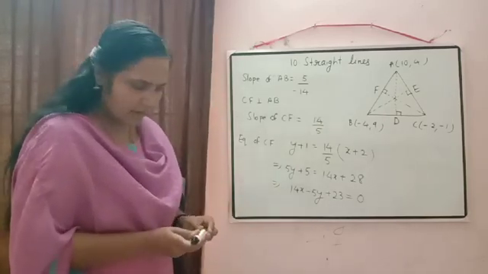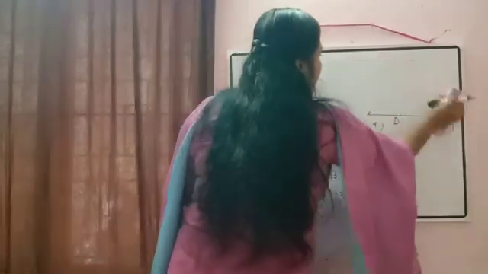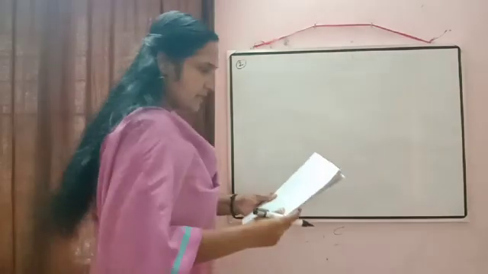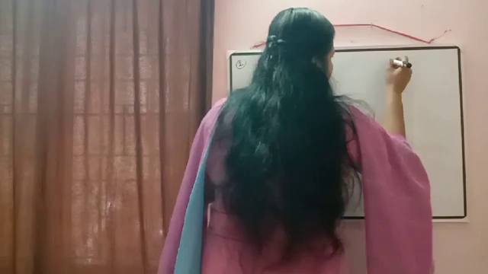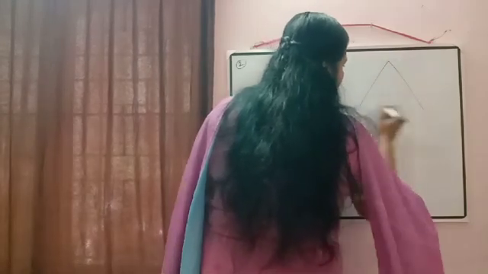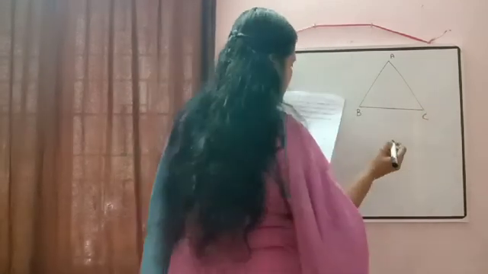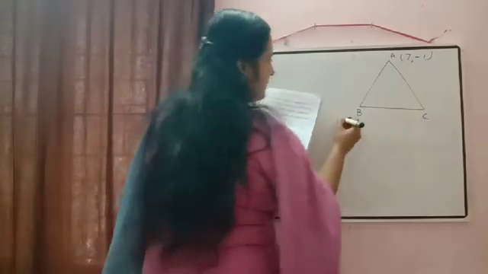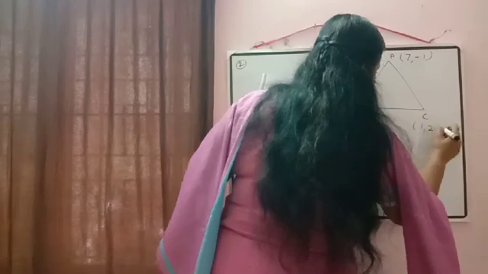Okay. Now the next question, question number 2, is find the equations of medians of a triangle whose vertices are. Here we don't have to calculate the altitude, we have to calculate the equation of medians. The triangle's vertices are given: A 7 comma minus 1, B minus 2 comma 8, C 1 comma 2.